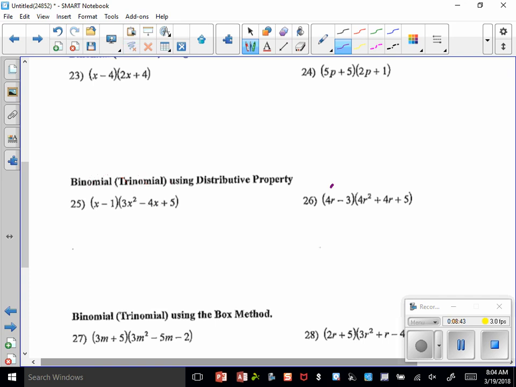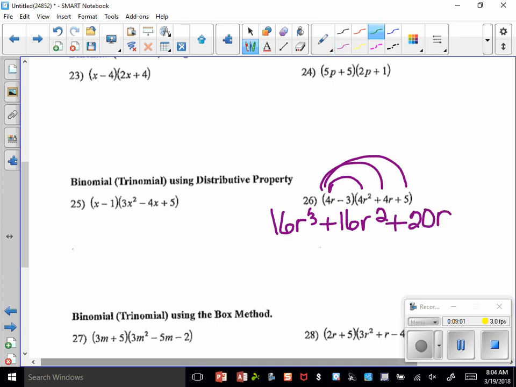So we're going to take this 4r, multiply it by the 4r squared, 16r to the third. 4r times 4r is 16r squared. And 4r times 5 is 20r. All right, now I'm going to do the negative 3. Negative 3 times 4r squared is negative 12r squared. Negative 3 times 4r is negative 12r. And negative 3 times 5 is negative 15.